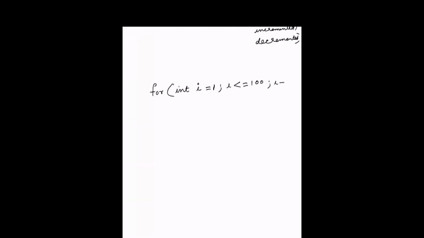Now, how it should be incremented? Increment by 1. So inside the for loop, I will write System.out.println Hello XYZ or whatever.